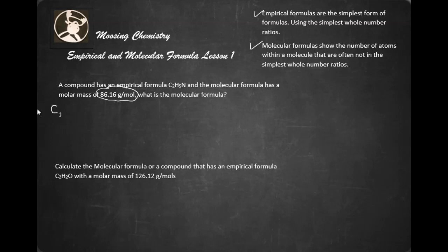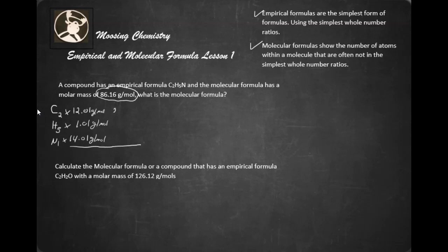We take C2, and remember that carbon is 12.01 grams per mole. Hydrogen, we have 5 of those, so that's H, there's our 5, times 1.01 grams per mole for every hydrogen. And then nitrogen, we only have 1 of those, so N is 1 times 14.01 grams per mole. Alright, so let's go ahead and add all this up.